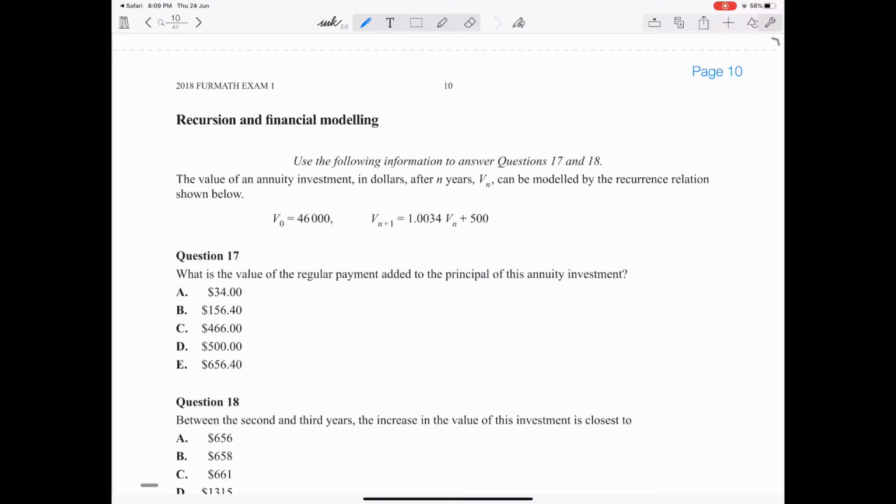So over here in the recurrence relation, we know that this value over here is the initial value of the investment. And we know this value would be the compound interest, and this value over here would be the amount added to the annuity each year, as stated in the question, after n years. So we want to find out the value of the regular payment added to the principal of the annuity investment. So therefore it would be $500, which is the amount added to the annuity investment each year. So therefore D is the correct answer.